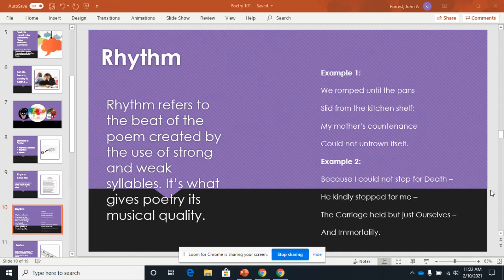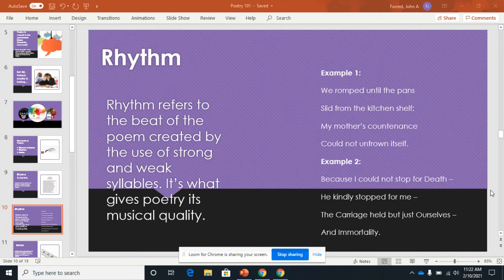It takes practice. So example 2, I'm going to clap it out again. It says, because I could not stop for death, he kindly stopped for me. The carriage held but just ourselves and immortality. So it's still more of an upbeat rhythm. It's a little bit slower than our first example, but it's still upbeat, but it follows this same rhythm or beat pattern. And so again, that just comes with practice as you read poetry, figuring out what is the author's rhythm here in this poem.